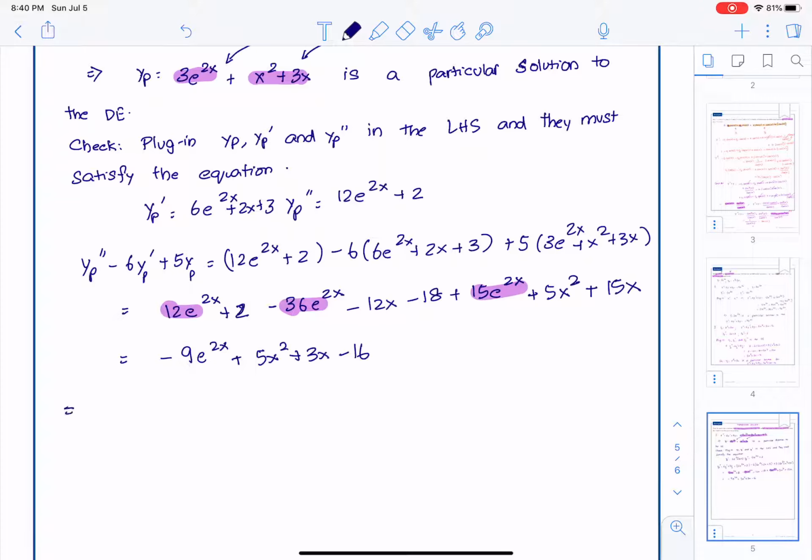So yp equals 3 e raised to x plus x squared plus 3x is a solution to the non-homogeneous DE.